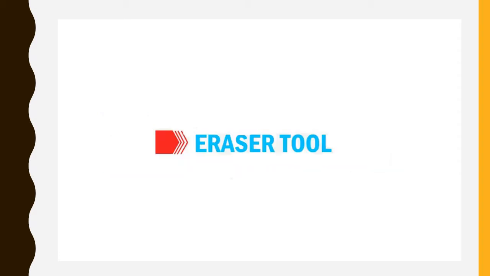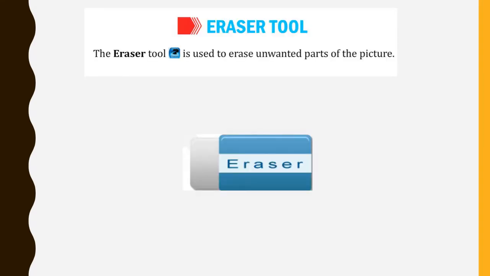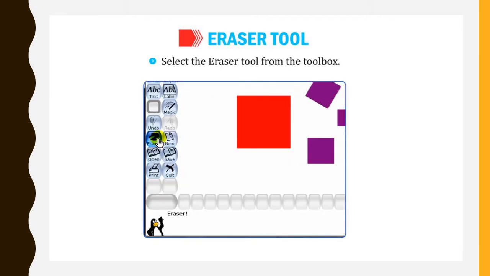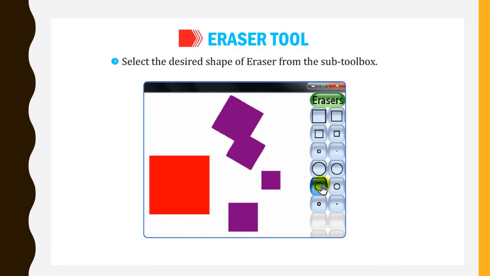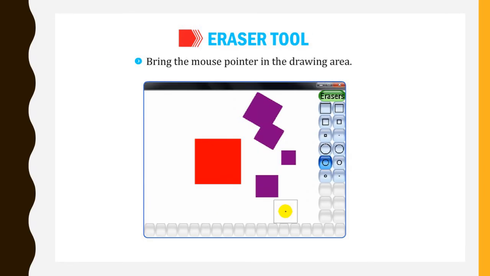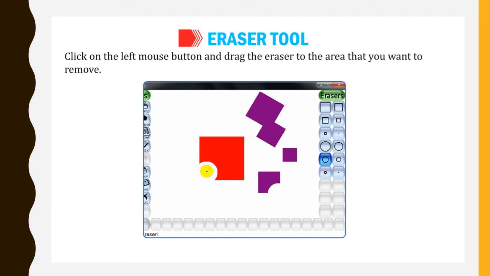Now, let's learn Eraser tool. The Eraser tool is used to erase unwanted parts of the picture. It is very easy to use. Select the Eraser tool from the toolbox. Select the desired shape of eraser from the subtool box. Bring the mouse pointer in the drawing area. Click on the left mouse button and drag the eraser to the area that you want to remove.